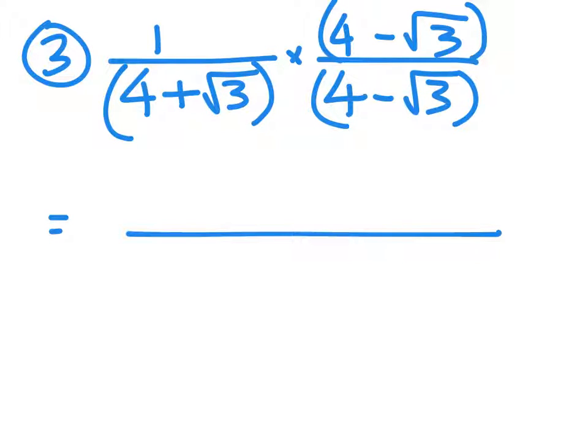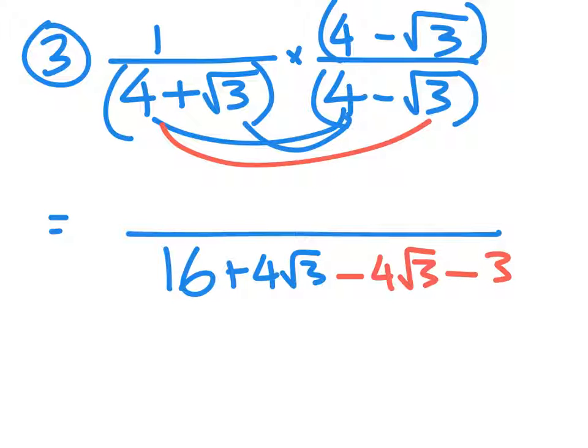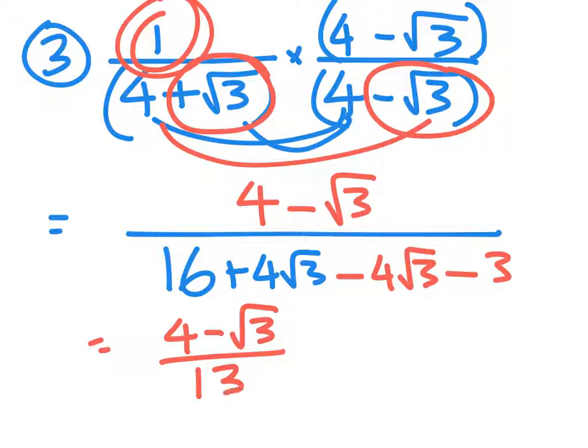And we're going to start by simplifying the denominator. Right, so this is the last time I'm going to write out all the steps. But we get 16 plus 4 root 3, minus 4 root 3 minus 3. Right, so that's coming from this one times this one. And on the top line in this case, because I started with a nice easy 1, we're going to have 1 times 4 minus 1 times root 3. So that now gives me 4 minus root 3 over 13.